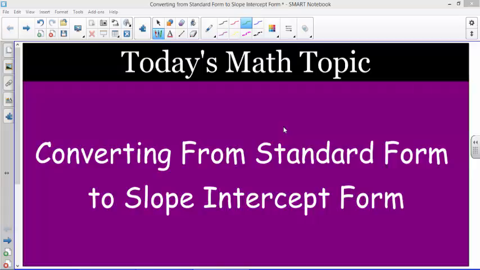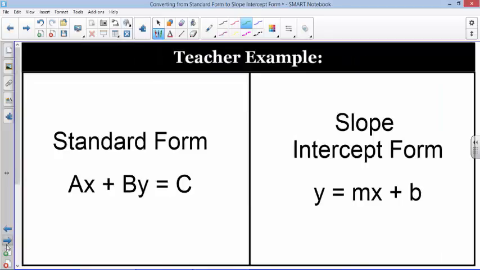Welcome everybody to today's math topic, converting from standard form to slope-intercept form. Go ahead and pause the video right here, write down these two forms for your notes, come back and we'll work through them together. Alright, great.